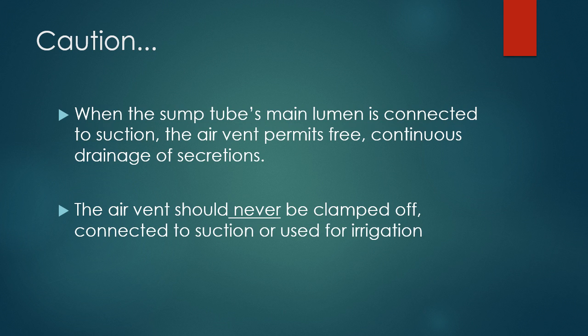So one of the things we need to be cautious of is that when the sump tube's main lumen is connected to suction, the air vent permits free continuous drainage of secretions. The air vent should never be clamped when connected to suction or used for irrigation. Okay, because if we clamp the air vent, then we're not getting that free flowing of air, and we can actually cause damage, because the tube and the suction can then suck up tissue.